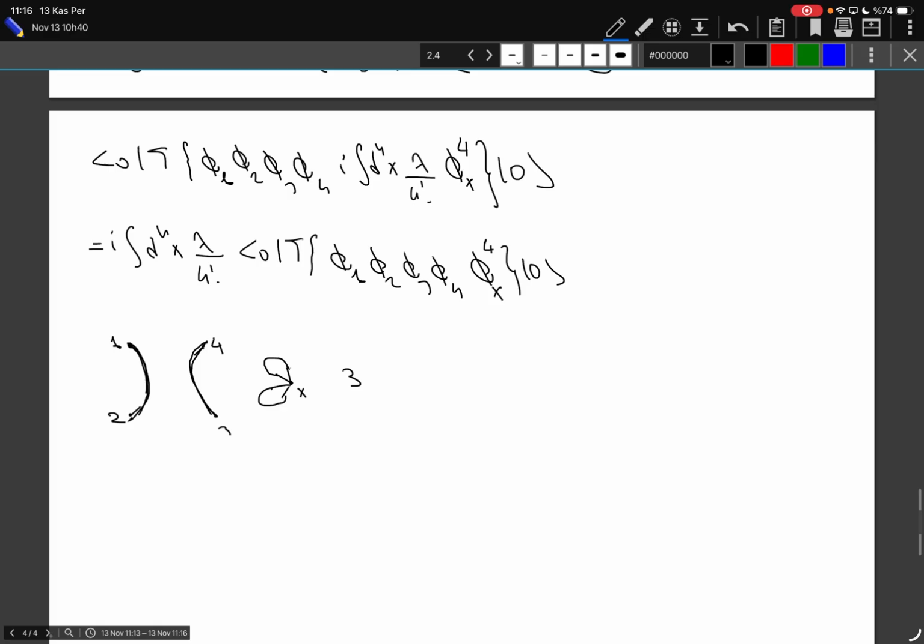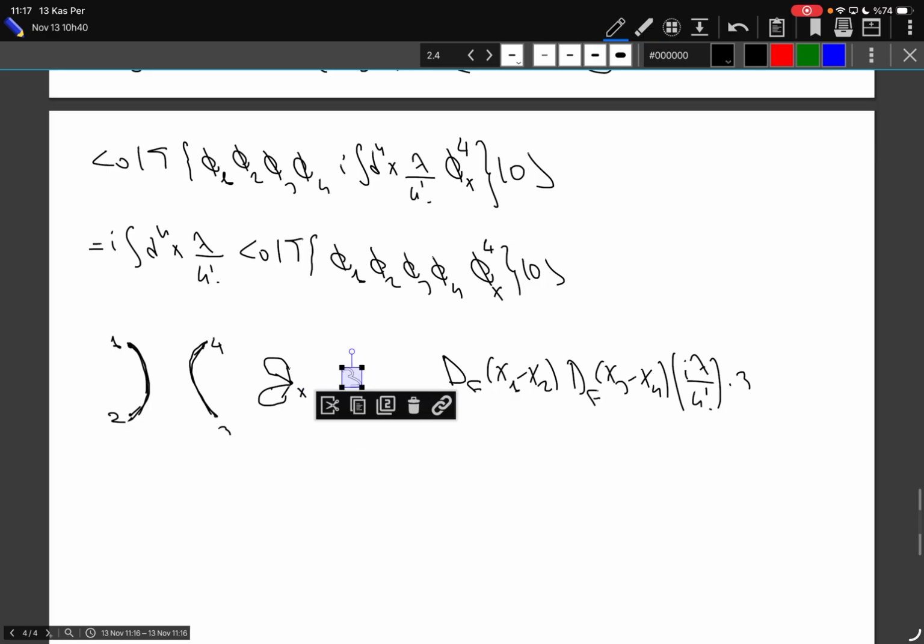Let me write the corresponding factor. I have the Feynman propagator connecting x1 and x2. I have the Feynman propagator connecting x3 and x4. I have lambda over 4 factorial times i, times 3, this 3 over here. And I have a Feynman propagator connecting x and x. This is the contribution from this diagram.